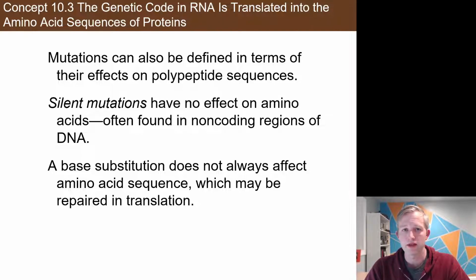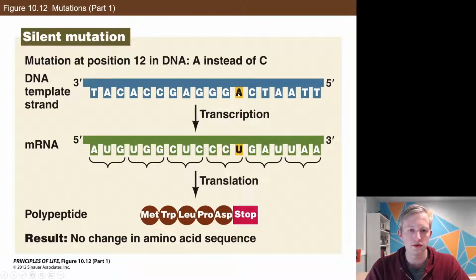And what I mean by that is that a silent mutation leads to a switch of a nucleotide to one that still codes for the same amino acid. So even though this has become an A instead of a C, it still codes for the same, I guess this would be the proline here, the same amino acid. And so the product protein, you would have no way of knowing that that had happened.